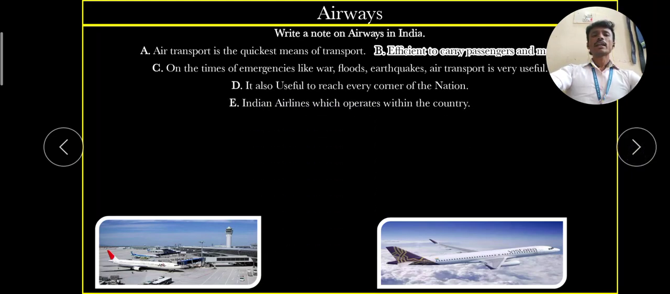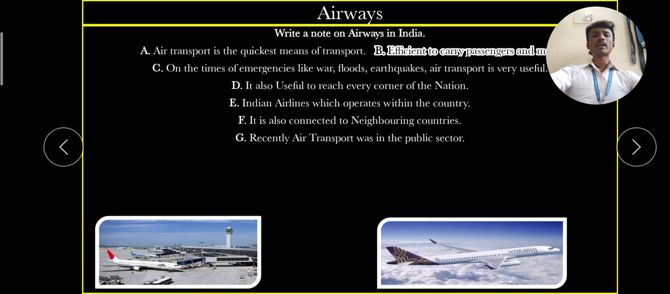And Indian Airlines operates within the country. Outside of India there is no Indian Airlines. Within India, the transporting of goods, services and mails from one state to another state is a very important role played by Indian Airlines. Indian Airlines operates within the country, and it is also connected to neighboring countries.